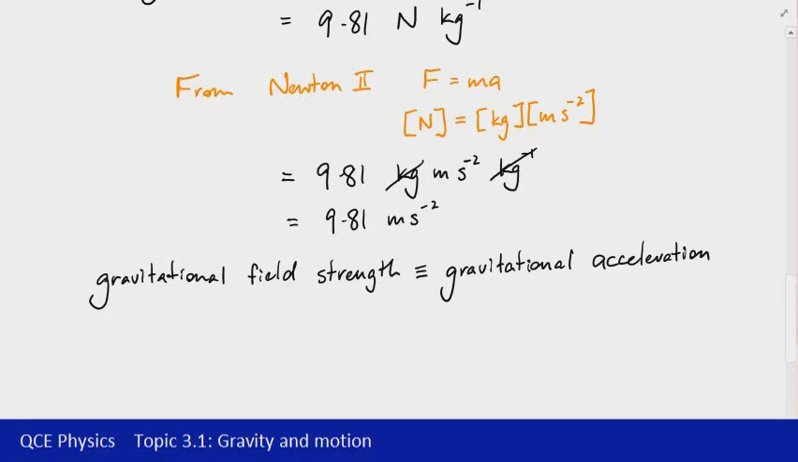If you figure out the field strength then you've also figured out what the gravitational acceleration is. We'll have a look at a few more problems in class around that idea, so looking at things like satellites, what gravitational field strength they experience, and then perhaps looking at moons around other planets and those sorts of things as well.